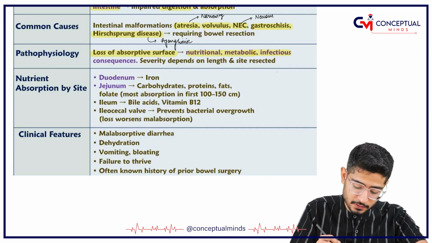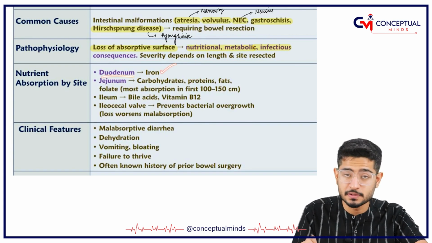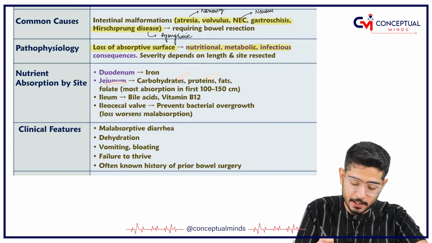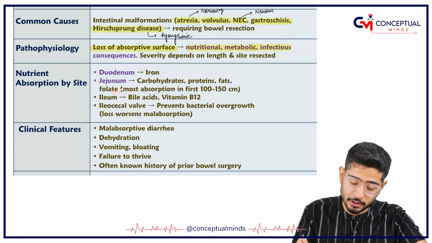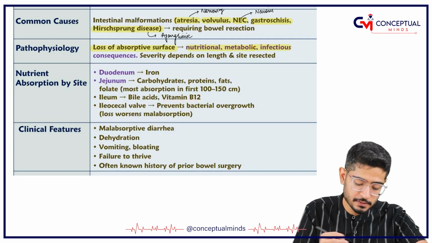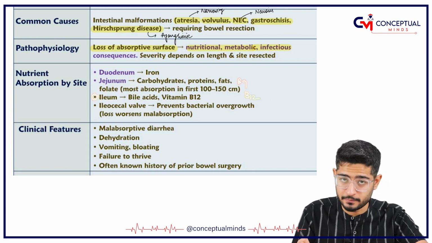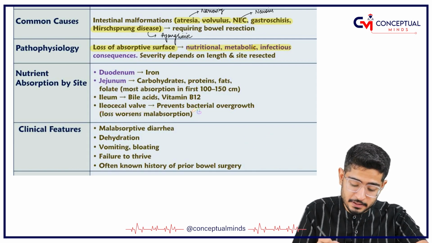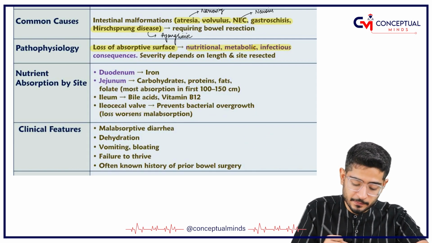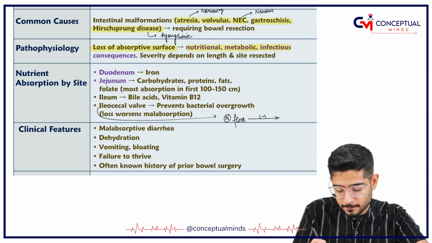Nutritional issues, like deficiencies. For example, iron deficiency is going to be there if the duodenum is involved. If the jejunum is involved, of course carbs, proteins, fats, everything will be involved, and even the folate, B9. And if the ileum is involved, then of course vitamin B12 is involved. So can you see, the jejunum, the proximal part, has the B9, and the ileum, the distal part, has the B12. The ileocecal valve actually prevents bacterial overgrowth. Why? Because the ileocecal valve has its normal bacterial flora, which inhibits the growth of bad flora. Okay, so you got it.